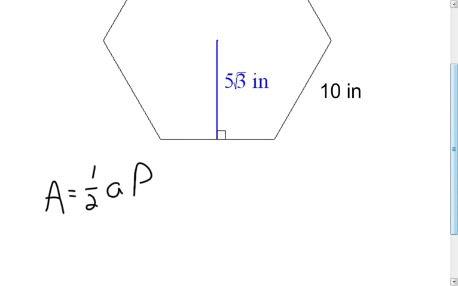Now I look at my picture and the apothem is given to me, so I'm just going to plug that right into my formula. The apothem is going to be 5√3. For my perimeter, I'm going to have to do a little bit of work, not a lot. I know that a side length is 10. Being this is a hexagon, there's 6 sides, so my perimeter is going to be 60, and then multiply it by 1/2.